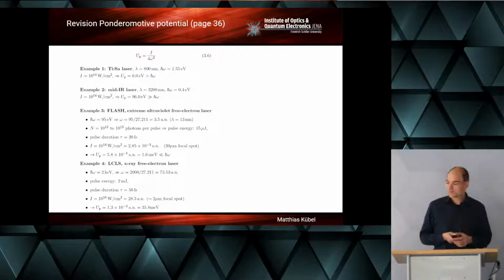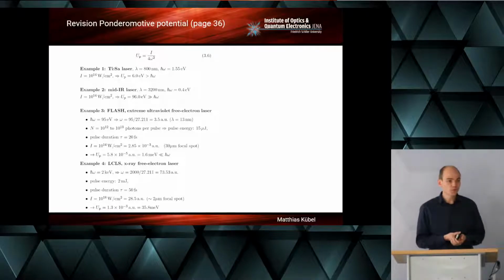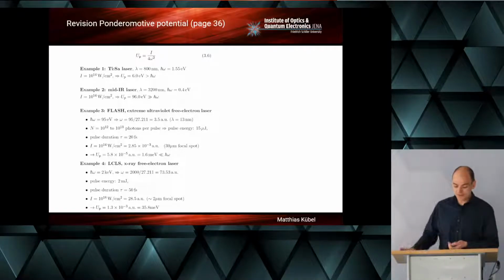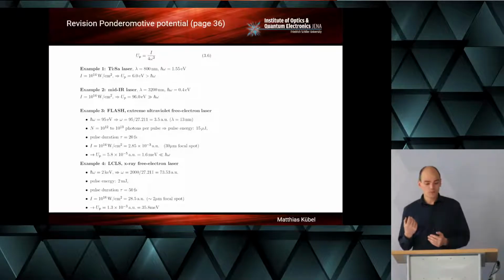Yes, and we'll take a quick look at, or remind ourselves of, the ponderomotive potential. Because once again, as for the final energy of the electron, the ponderomotive potential is the important scaling parameter here. You see that it depends on intensity and frequency of the light. So our standard example was the 800 nanometer titanium sapphire laser, where at 10 to the 14 watts per square centimeter we have a ponderomotive potential of 6 eV, approximately 4 times the photon energy.